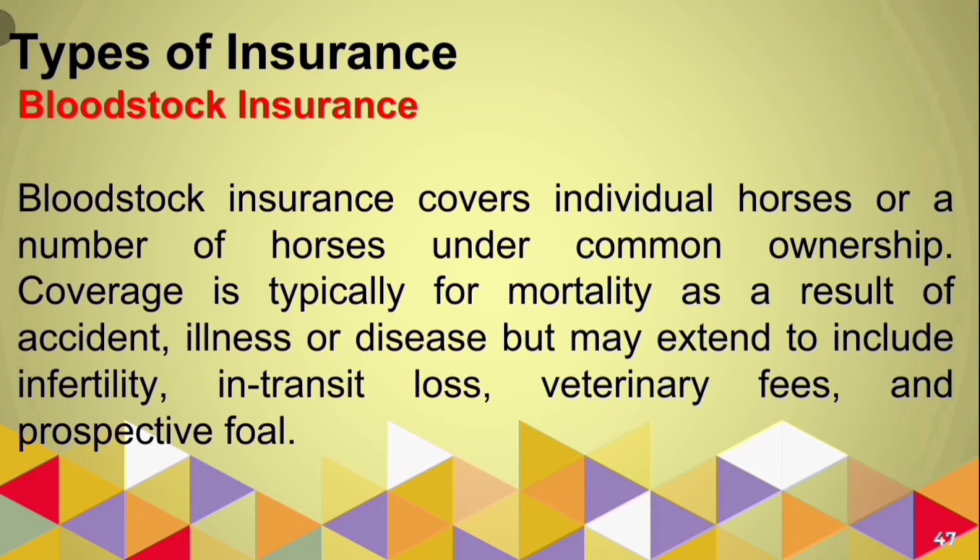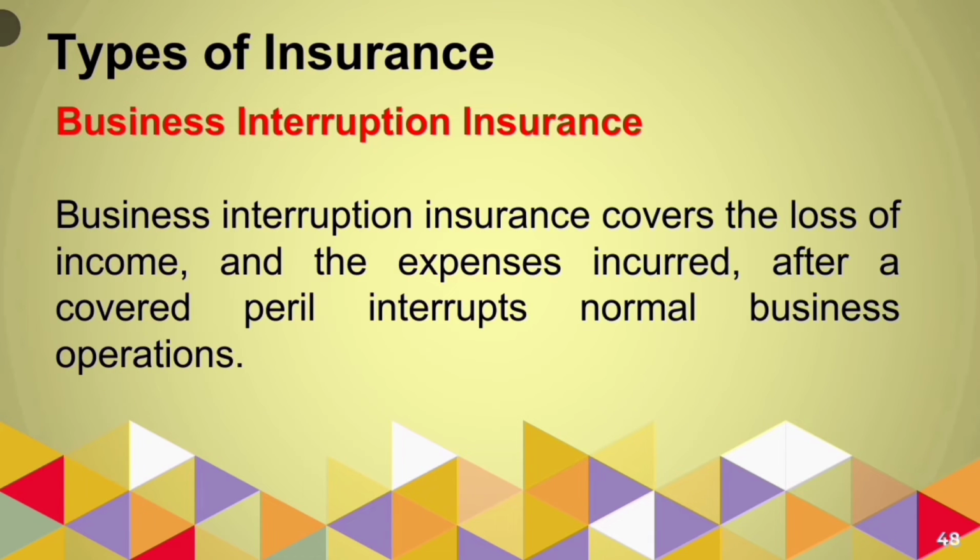Types of insurance. Bloodstock insurance. Bloodstock insurance covers individual horses or a number of horses under common ownership. Coverage is typically for mortality as a result of accident, illness, or disease, but may extend to include infertility, in-transit loss, veterinary fees, and prospective foal. Types of insurance. Business interruption insurance. Business interruption insurance covers the loss of income and the expenses incurred after a covered peril interrupts normal business operations.